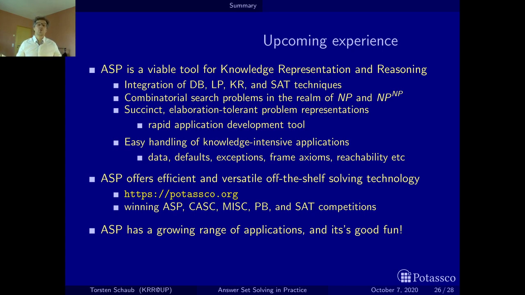And what do we get? Well, what we get is, and again, this is still hand-waving since you haven't seen it, we get succinct, elaboration-tolerant problem representations. Elaboration-tolerant, again, is this key feature of a knowledge representation language that says that if there's a small change in the world, it must be reflected by a small change in the representation of it. And I think ASP comes very close, so that actually fits very well with that.